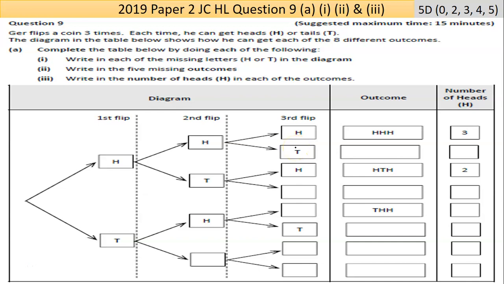Hi, and welcome to the 2019 Paper 2. This is the Junior Cert Higher Level, and this is question 9.